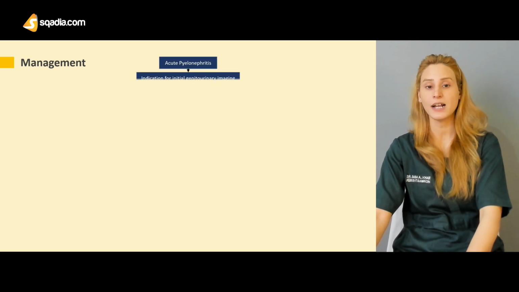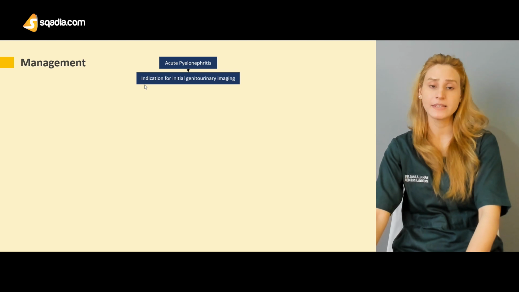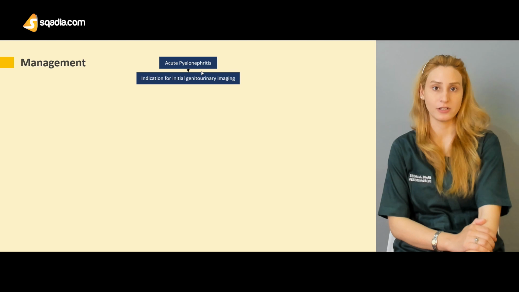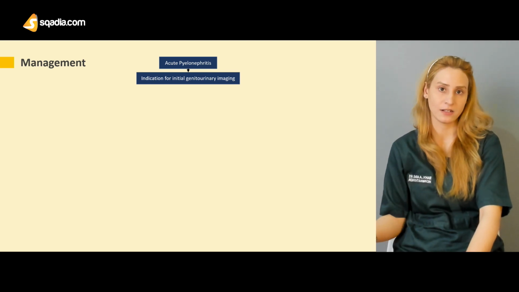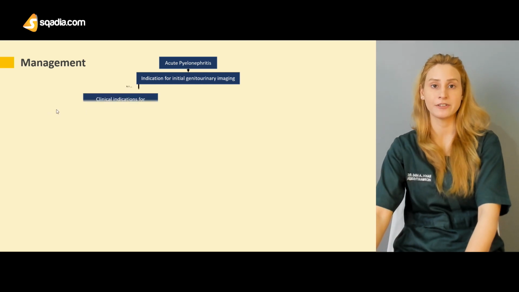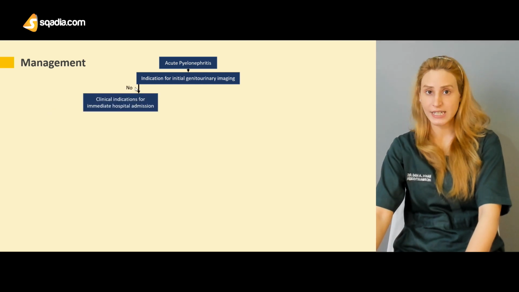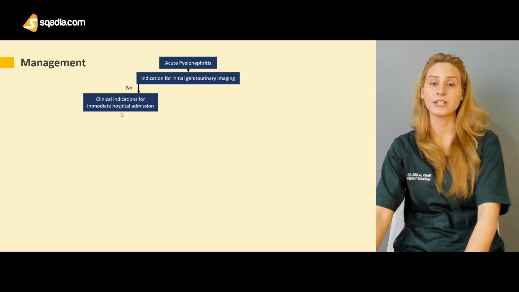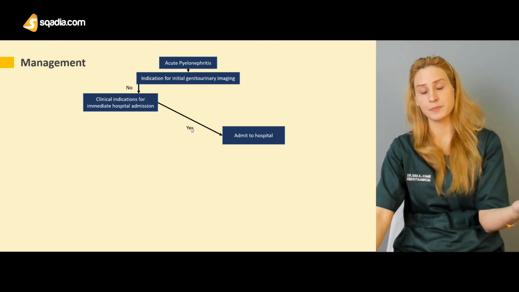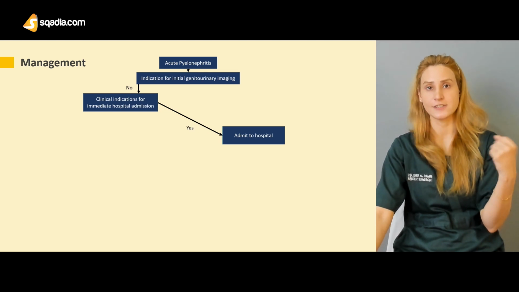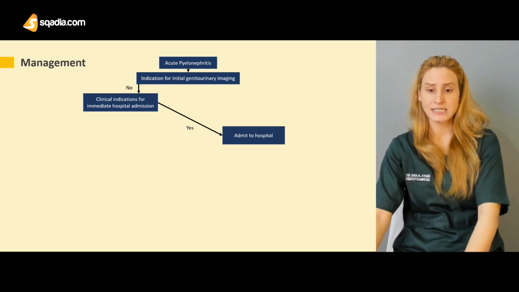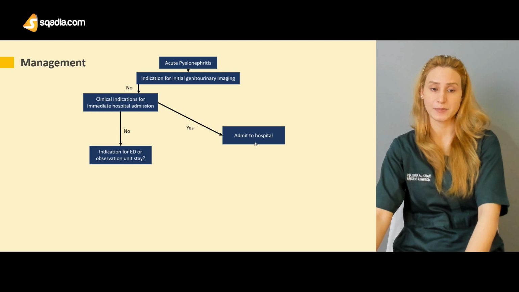So if it's acute pyelonephritis, see if it's mild, then you don't have to go for ultrasonography. You can just deal with it with antibiotics, conservative treatment. Is there an indication for initial genitourinary imaging? If there is no indication, then look for clinical indications for immediate hospital admission. If the patient is febrile, in so much pain, his heart rate is high, then you have to admit the patient to the hospital.